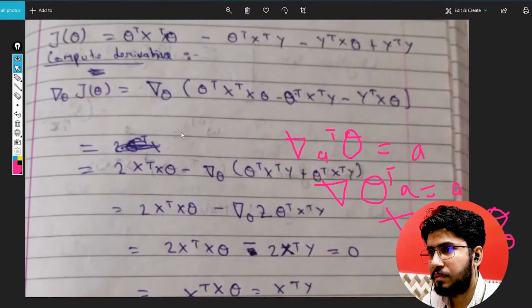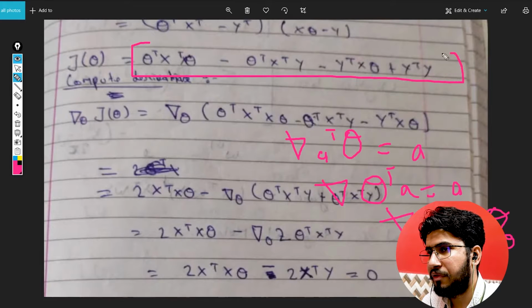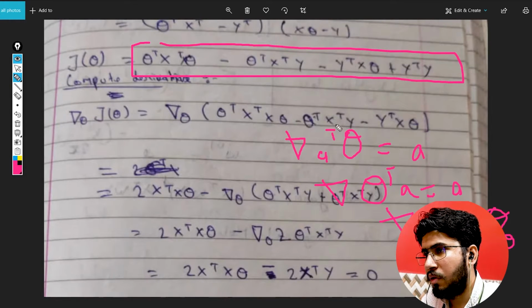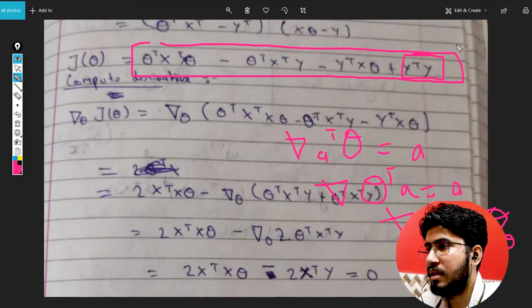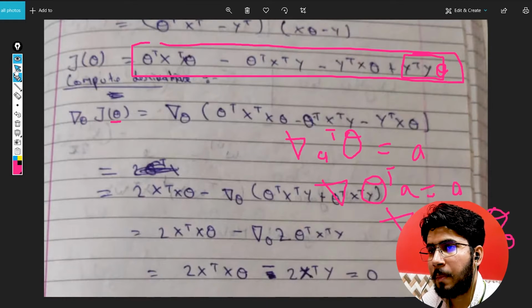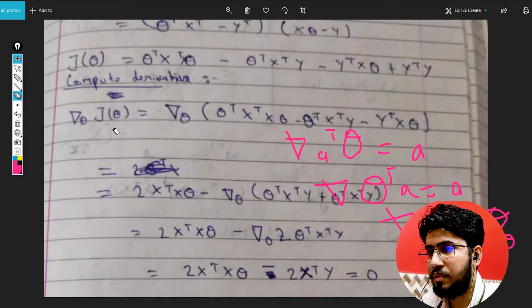So these are the formulas that you can use with matrices. Okay, so we had this whole line and we are going to find the derivative of this. And if you see here, we do not have this term anymore. Why do we not have this term anymore? Because we are finding the derivative with respect to theta, and there is no theta in this term, so it is going to be 0. Okay, so now let's move on.